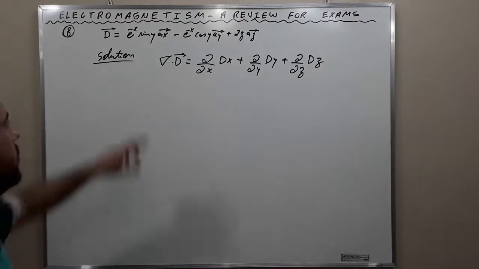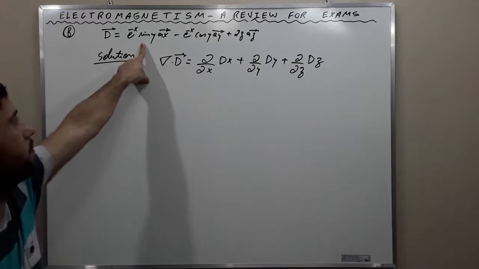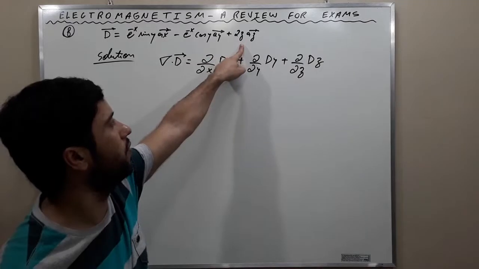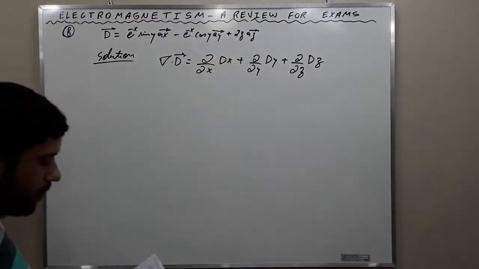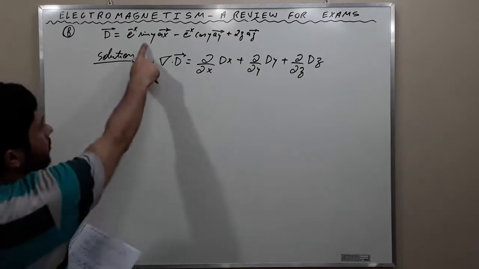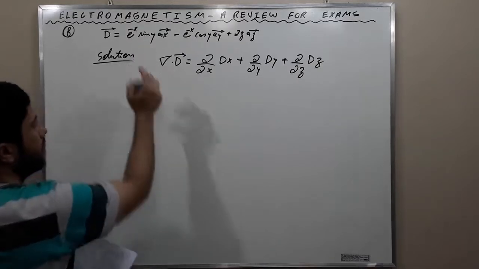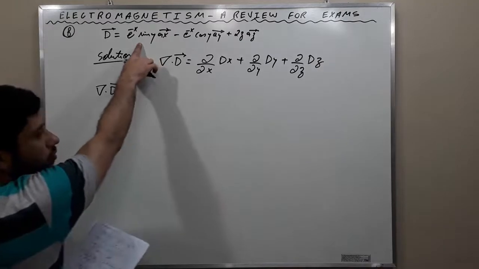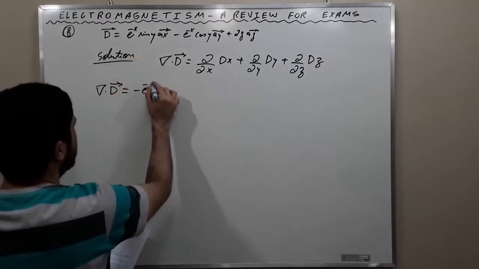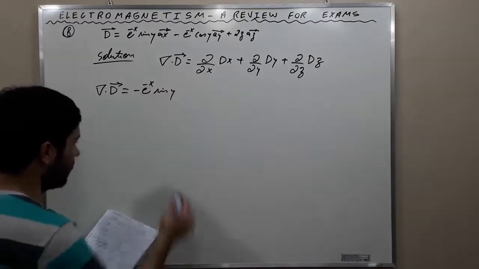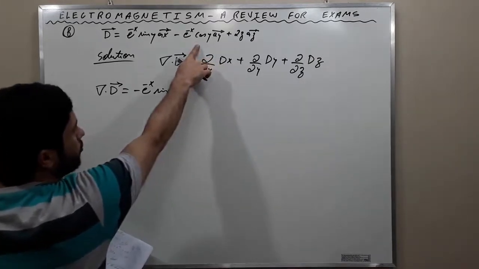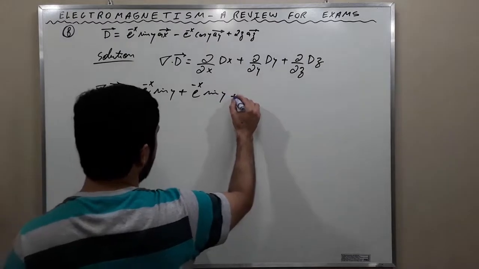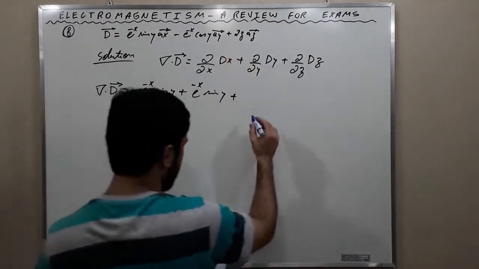Who is dx? This is dx in the x direction. Who is dy? This is dy in the y direction. And this is dz in the z direction. And we simply calculate this. The divergence of D is going to be the partial derivative of this with respect to x, which is negative e to the negative x sine y, plus the partial derivative of this with respect to y, which is e to the negative x sine y, and the partial derivative of this with respect to z is simply 2.